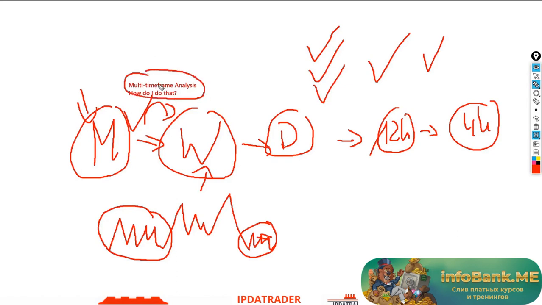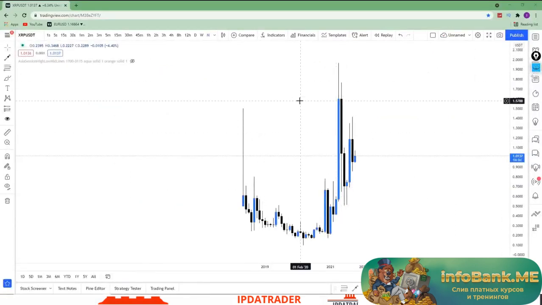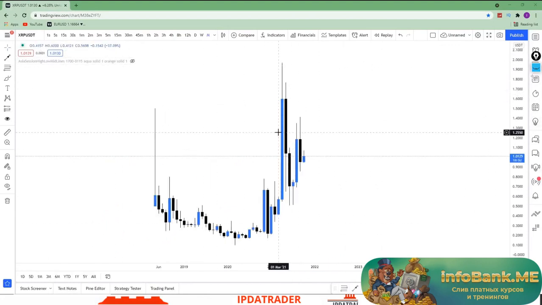So now that you understand the theory, there's not much else to it. So we're actually going to get started with the charts. As you can see, this is XRP USDT. It's not something that I look at, but let's get started. So watching the monthly, we can see that the first information we have here, which is this bullish candle, is from May 2018.